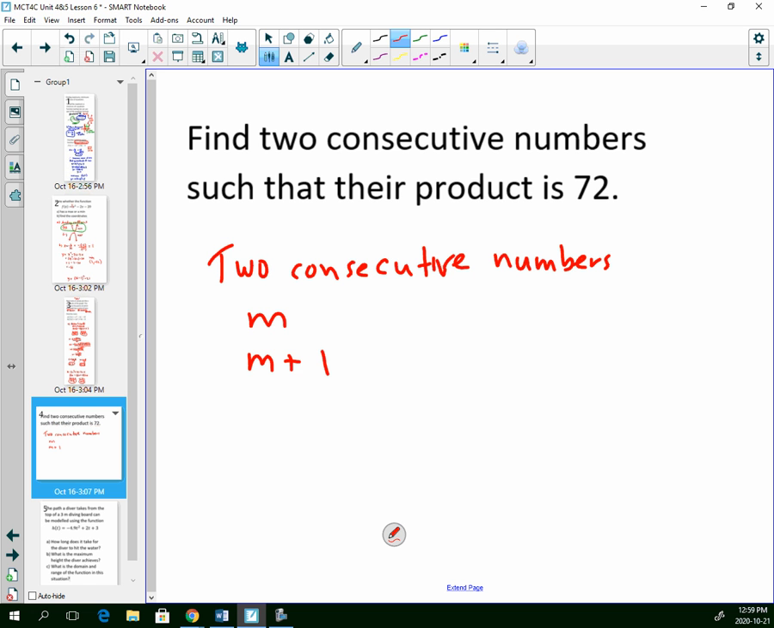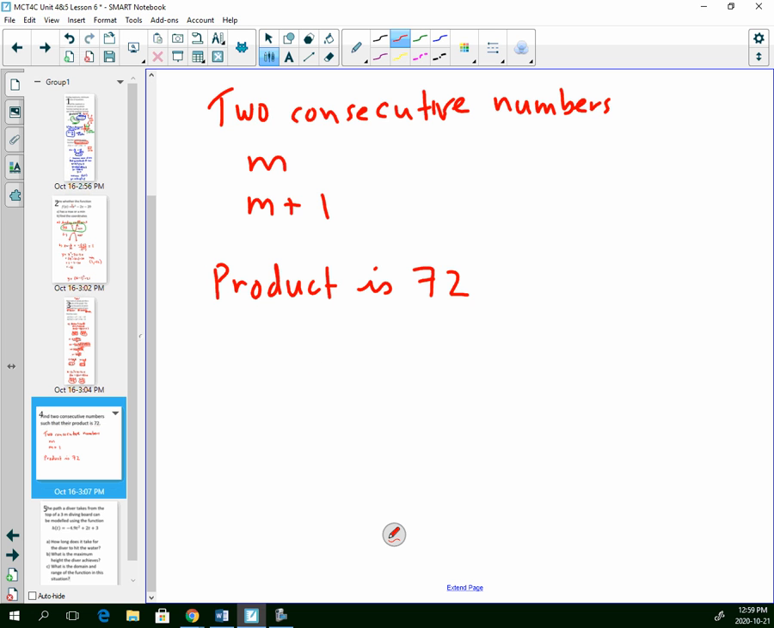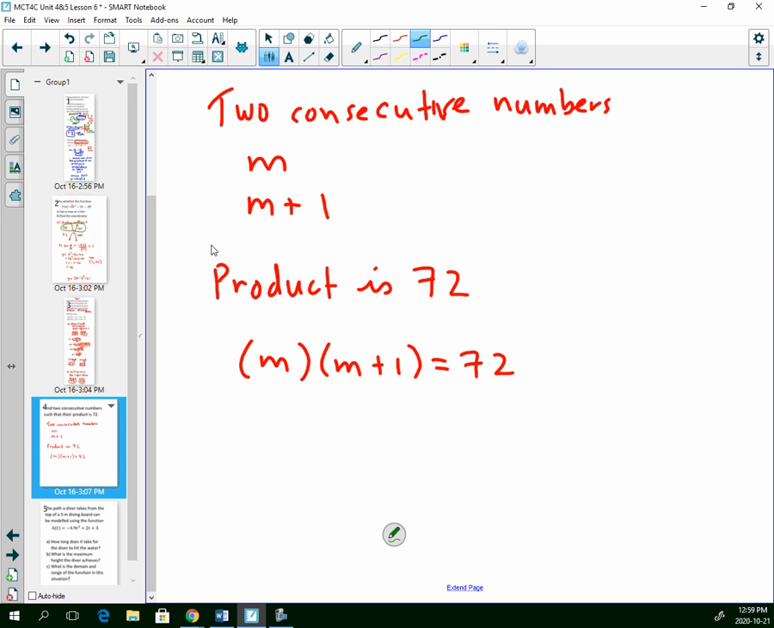I don't know what they are right now, but I know that the second one will be one more than the first one. I also know that their product has to be 72. So product means multiplication. So that means the first number times the second number has to equal 72. And now I need to solve for M. So I'm going to expand my brackets.